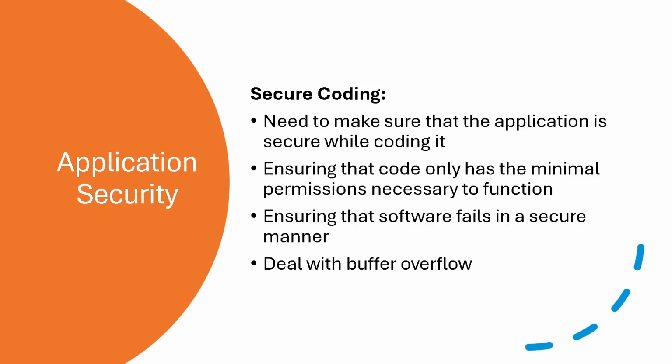Secure coding. Secure coding is the practice of writing software that is resilient to attacks and exploits. Key principles in secure coding are ensuring that the code has only the minimal permission necessary to function, ensuring that the software fails in a secure manner, and dealing with buffer overflow, since languages such as C or C++ do not deal with it automatically.